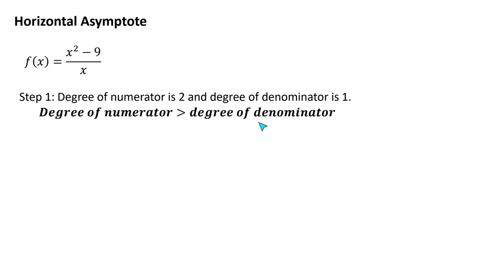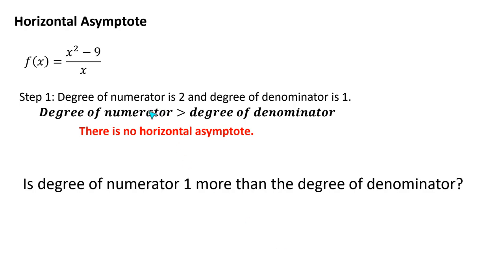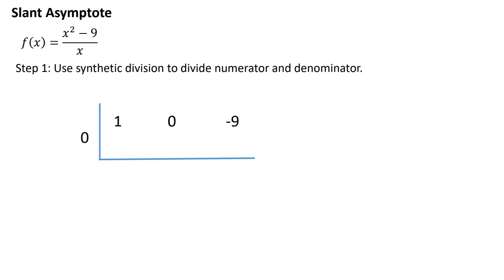asymptote. To figure out if there's a slant asymptote, we look at whether the degree of the numerator is 1 more than the degree of the denominator, which in this case it is, since we have a 2 and a 1. So that tells us that we're going to have a slant asymptote. So how do we find this slant asymptote? We can use synthetic division, or you can use long division.